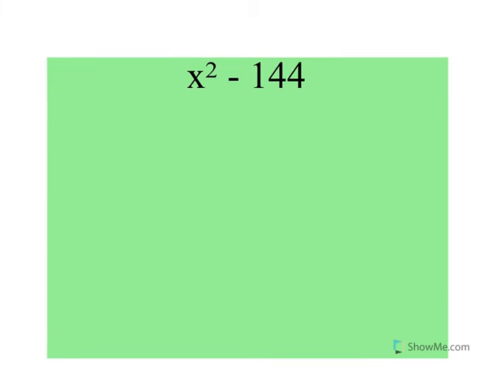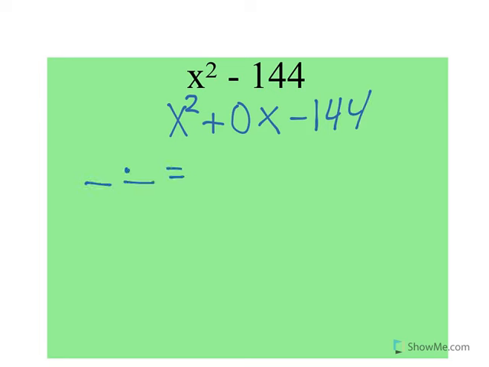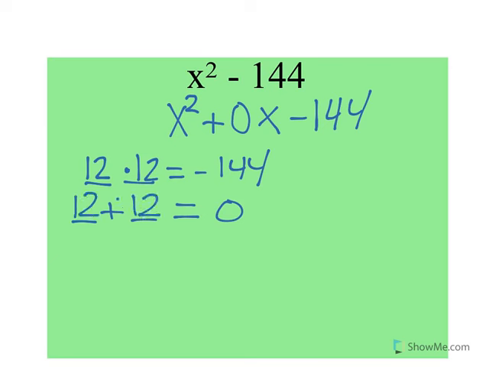Here's another one. I'd like you to take a moment and put the 0x in the middle, and then ask yourself, what two numbers can multiply to negative 144 that can also add to 0? Well, it has to be the same number. One has to be positive and one has to be negative. 12 times 12 is 144, but in order to add to 0, one of the 12s must be negative. That makes sense now. 12 times negative 12 is negative 144. 12 plus negative 12 is 0. So our two factors are x and a positive 12 and then x and a minus 12.